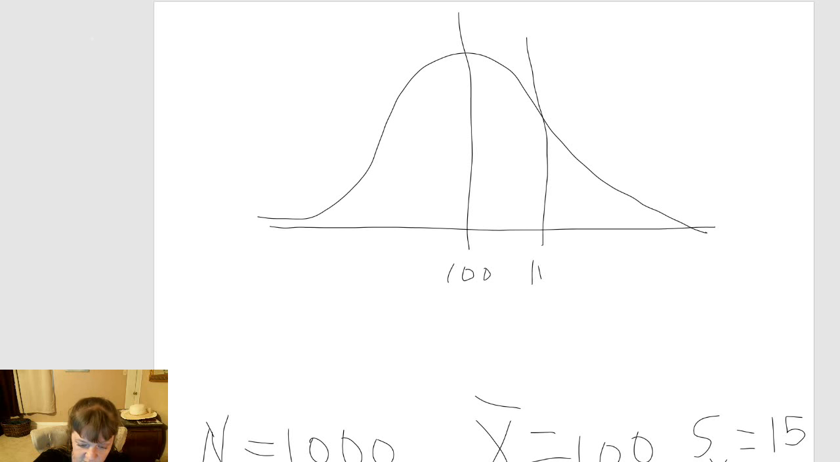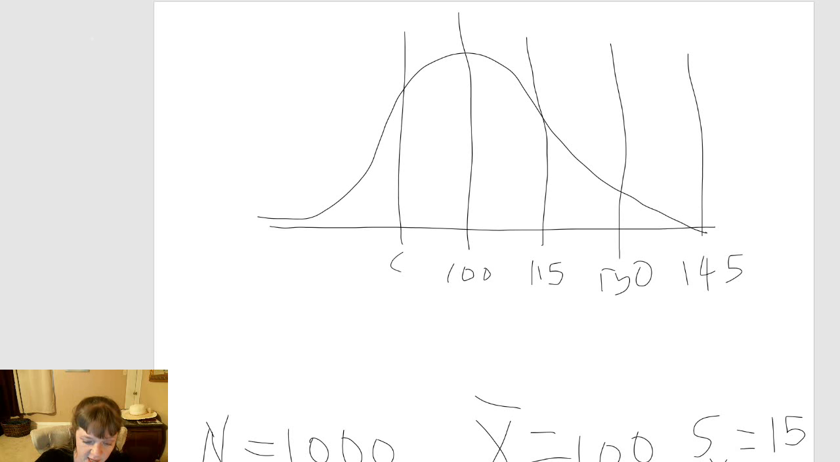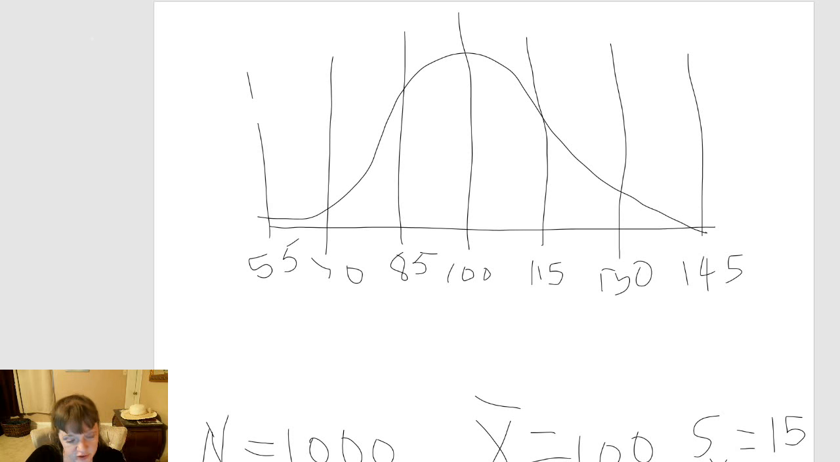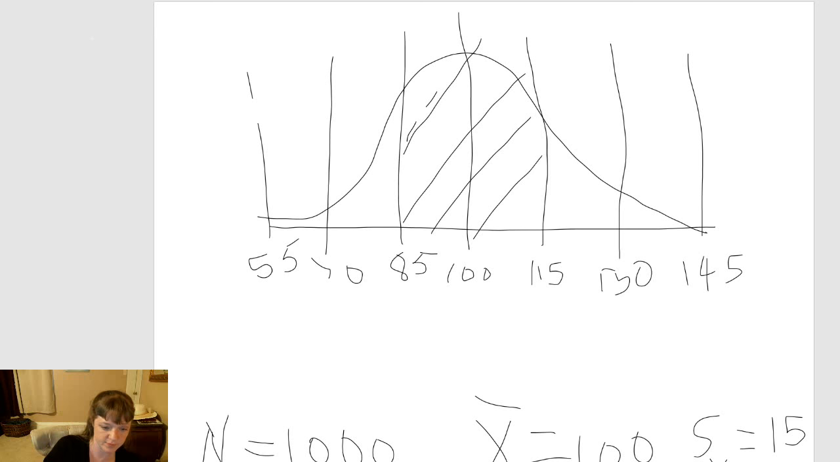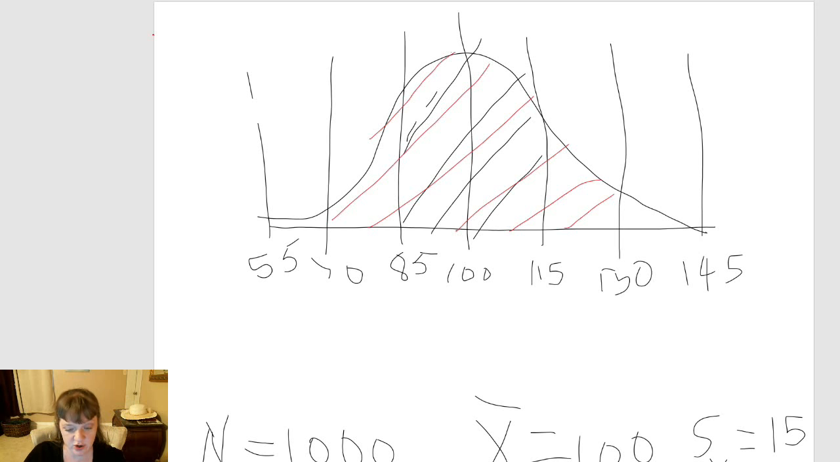So 1 standard deviation away would be 115, and 2 standard deviations away would be 130, and 3 standard deviations away would be 145, and over here would be 85, a score of 85, 70, and 55. Now we learned before the first exam that 68% of the folks have IQs between 85 and 115. And 95% of the folks would have IQs between 70 and 130, because 85 to 115 is within 1 standard deviation, and 130 to 70 is within 2 standard deviations.